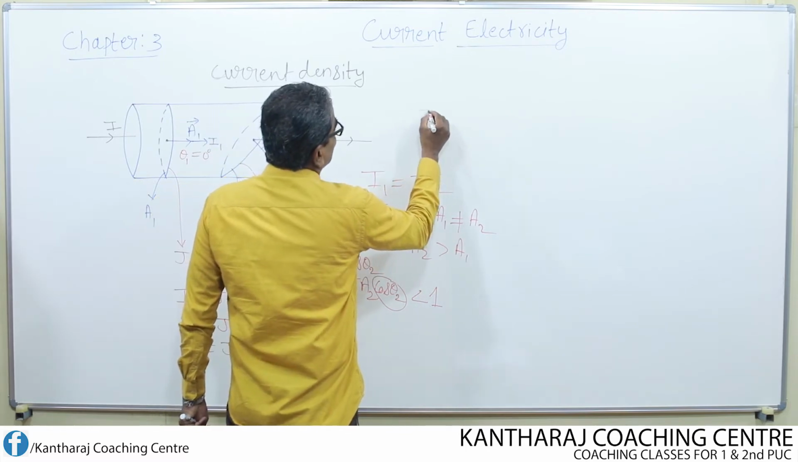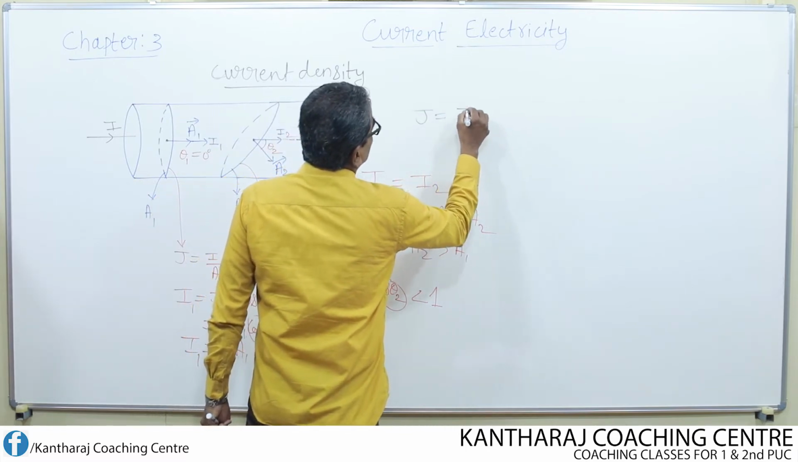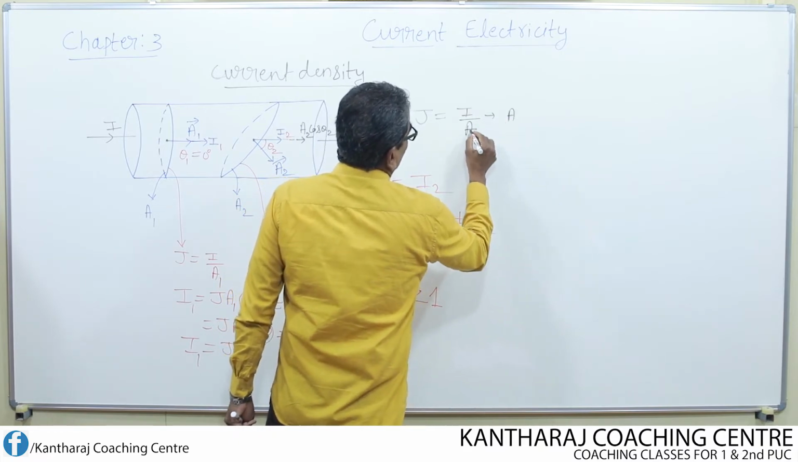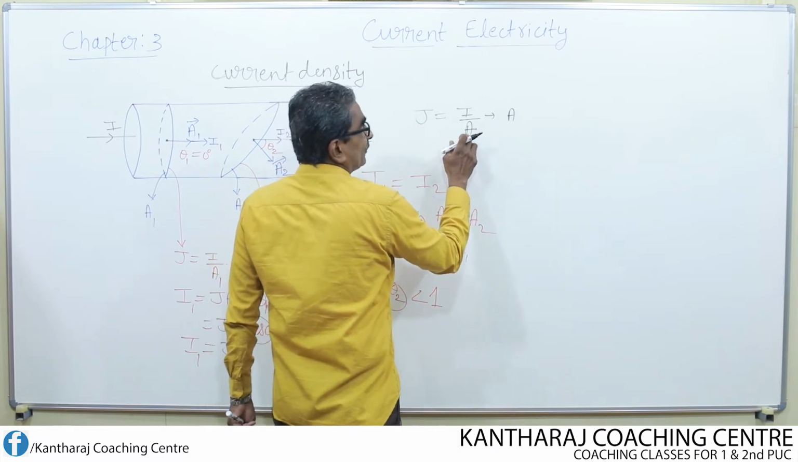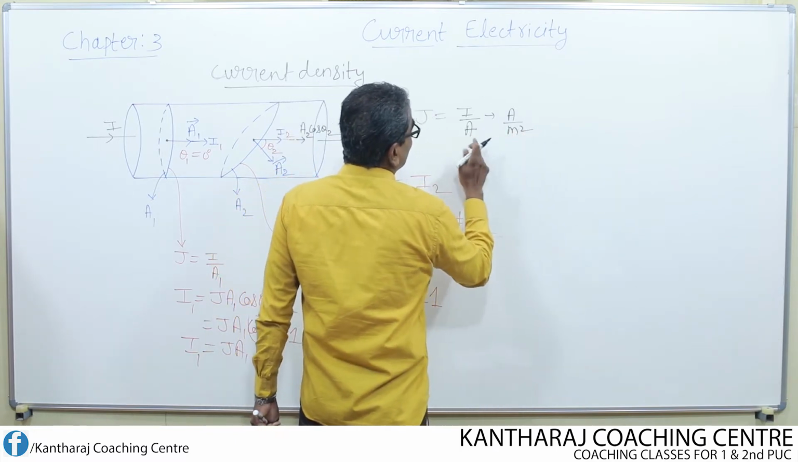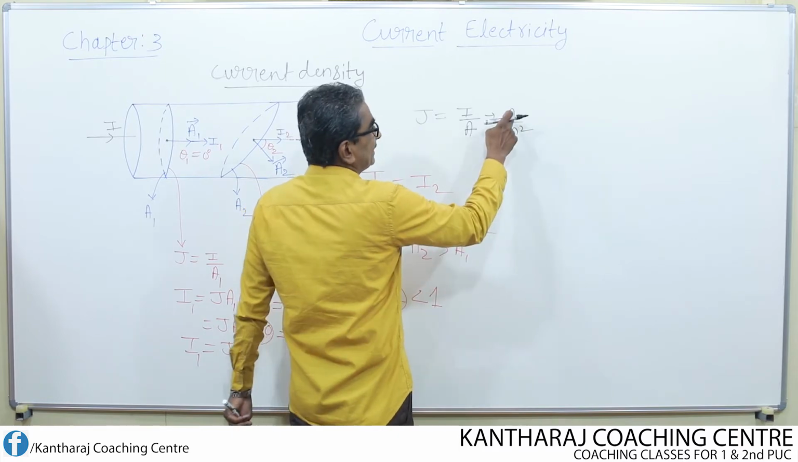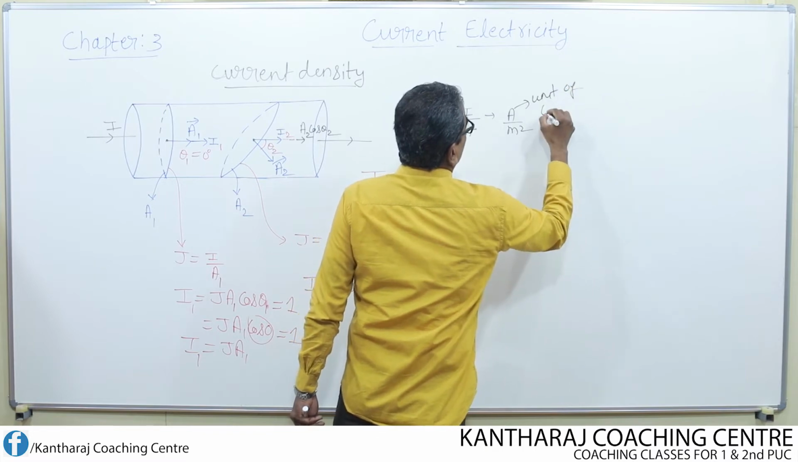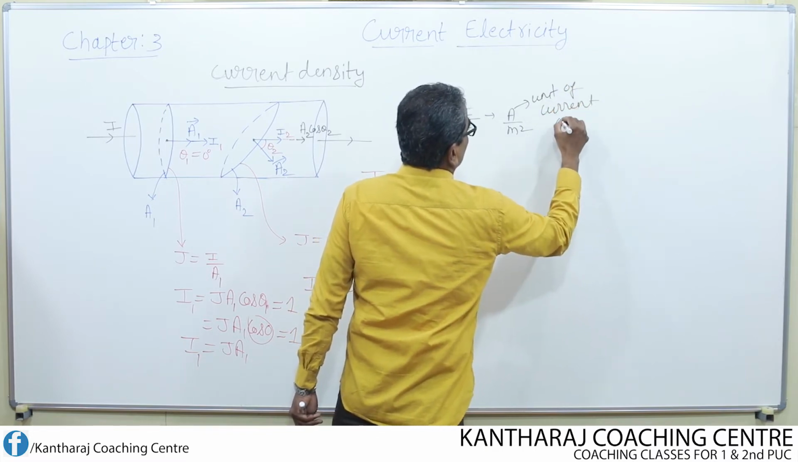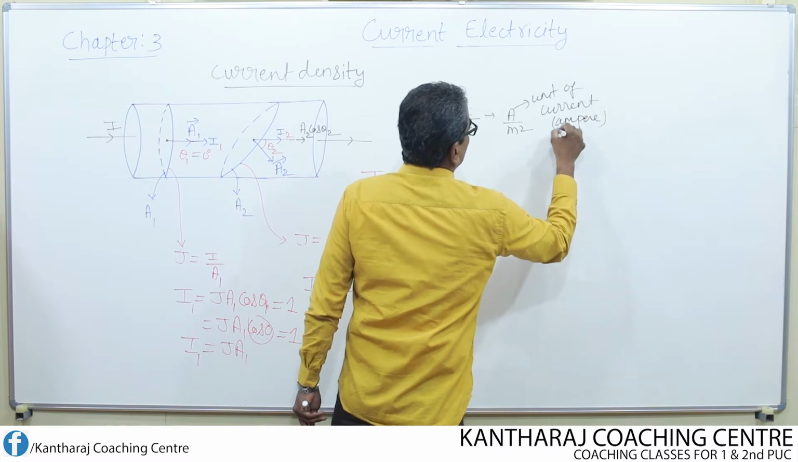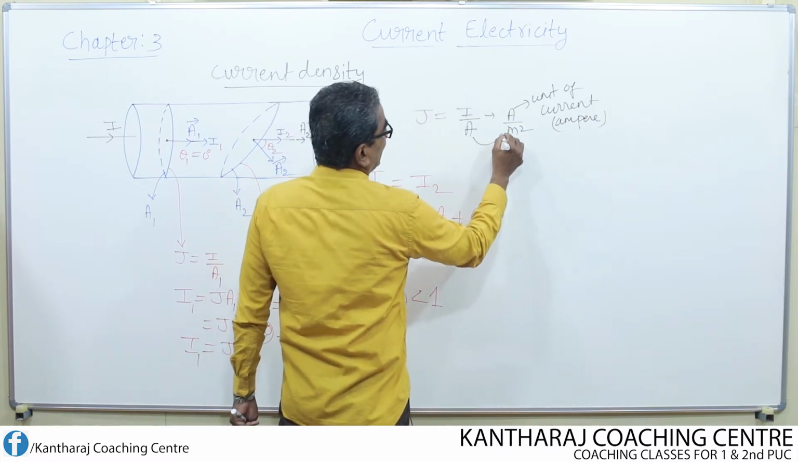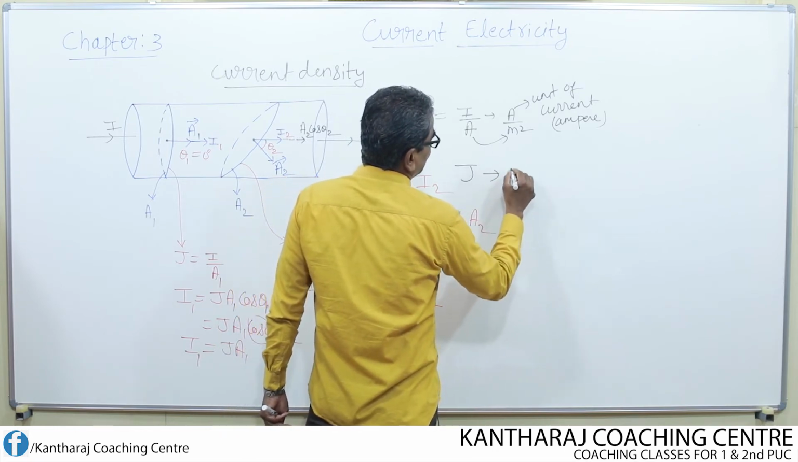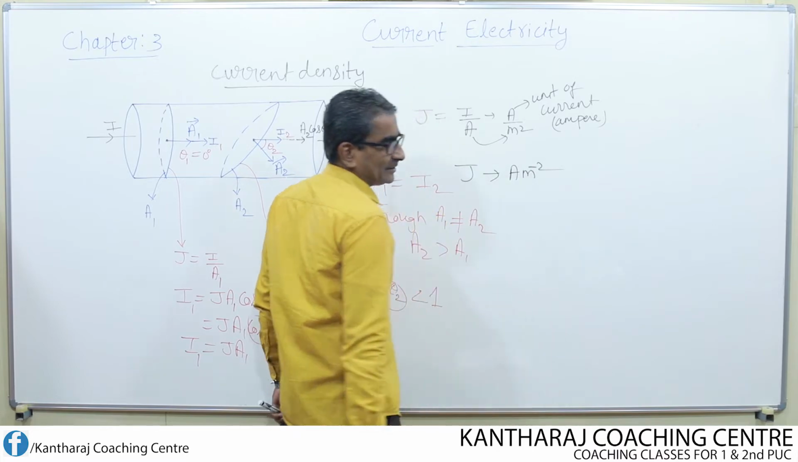The SI unit of current density is, look here, current density J is equal to I by A. What is the current unit? Ampere. And what is the unit of area? Meter square. So don't get confused between this A and this A. This is the unit of current, which is nothing but ampere, represented by the letter A. What is the unit of area? Unit of area is meter square. Therefore, the SI unit of current density is nothing but ampere per meter square.